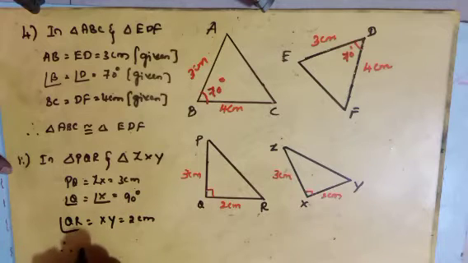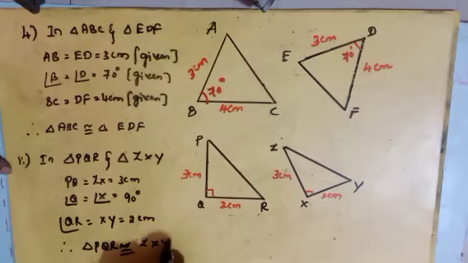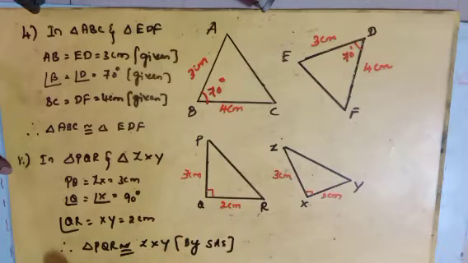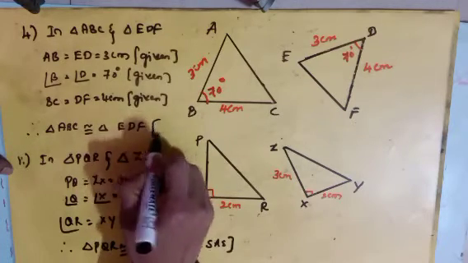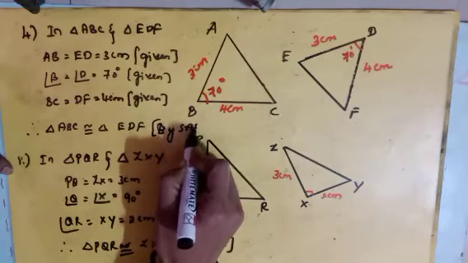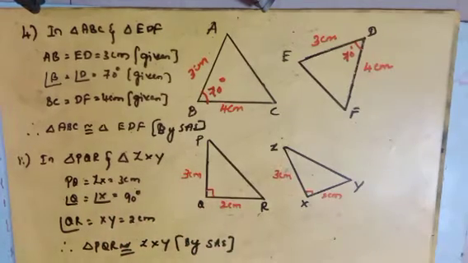Therefore, we conclude that triangle PQR is congruent to triangle ZXY, written in symbolic form. How is it congruent? By SAS congruency condition. First one also, we have to write by SAS congruency condition. Let us solve the next one.